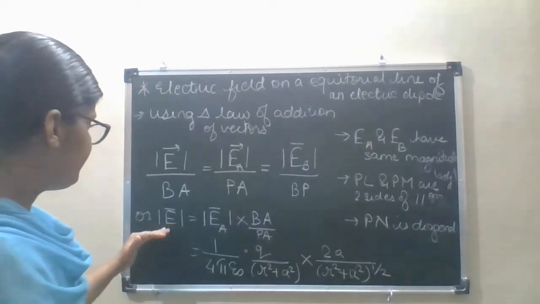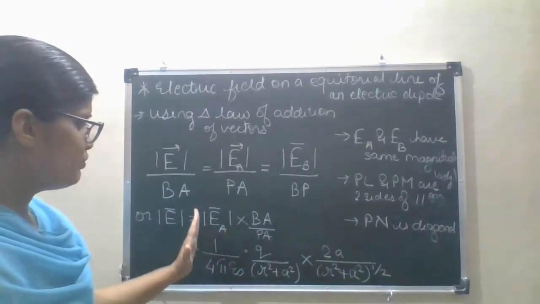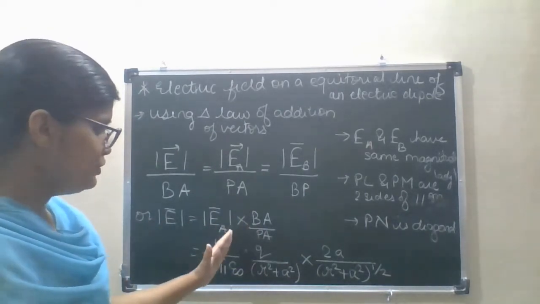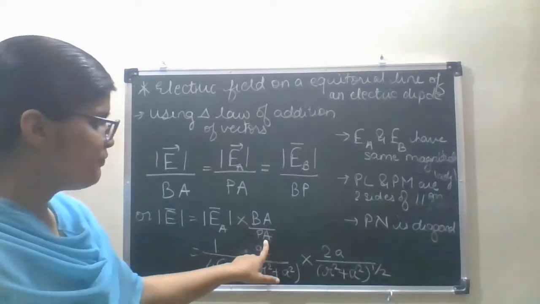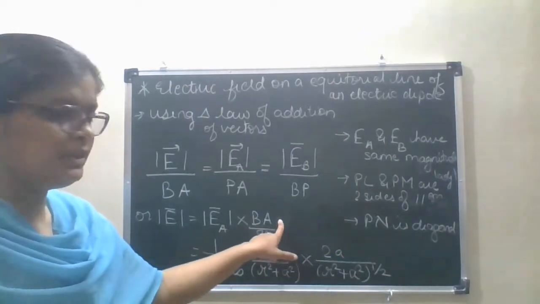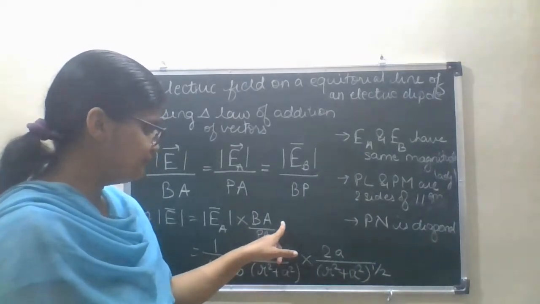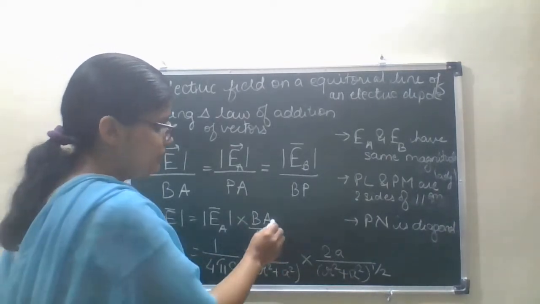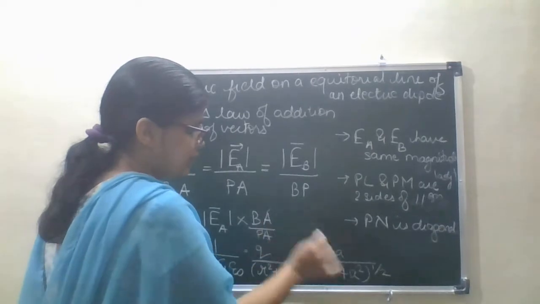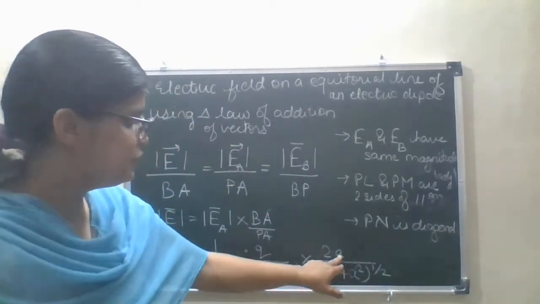We get here that mod of E is equal to mod of EA into AB upon AP. So what is the AB? AB is the length of the dipole. So what will be the length of the dipole? Length of the dipole will be twice A. So this twice A came at the numerator.